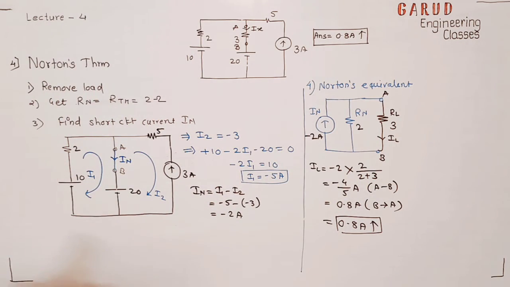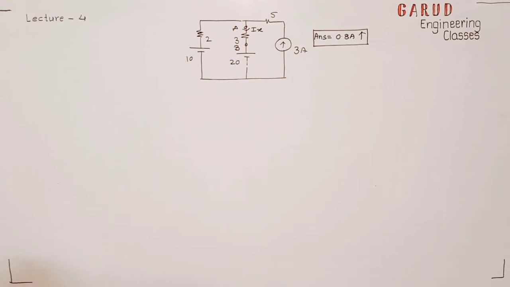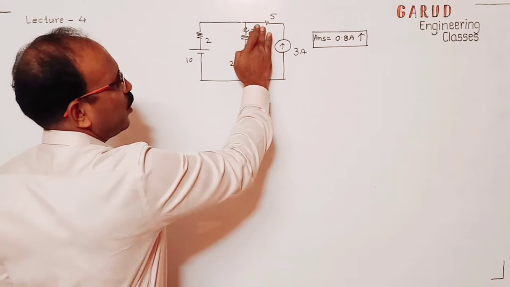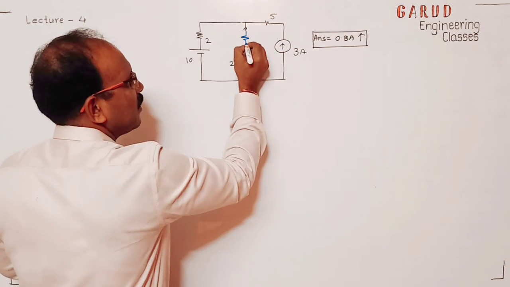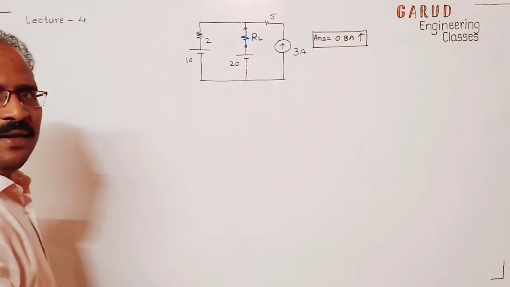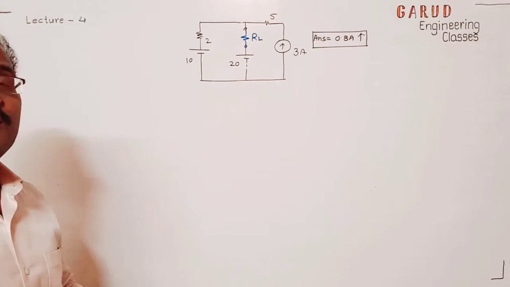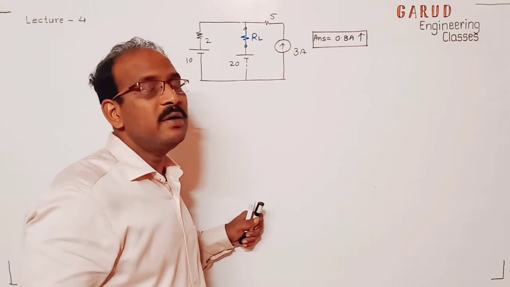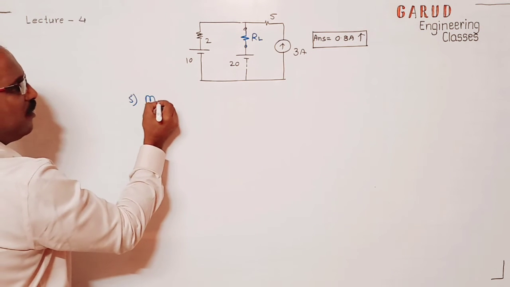Now the last method, the fifth theorem, is the maximum power transfer theorem. In maximum power transfer, they will not mention the load. They will just write something like: what is the value of RL to get maximum power transferred across it, or maximum power absorption, maximum power delivery, maximum heat? So we have to find RL. The fifth one is the maximum power theorem.